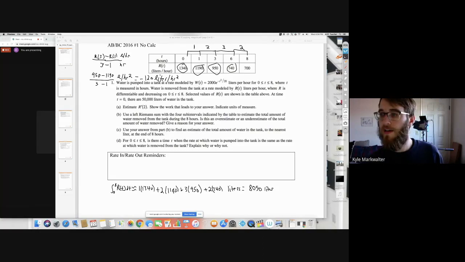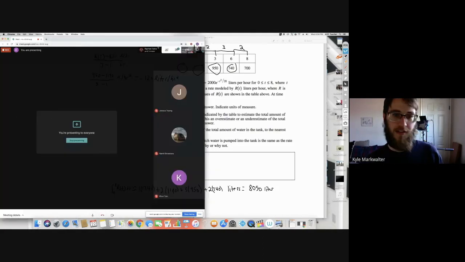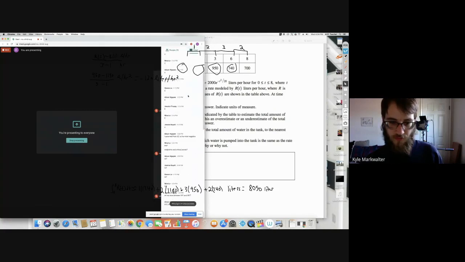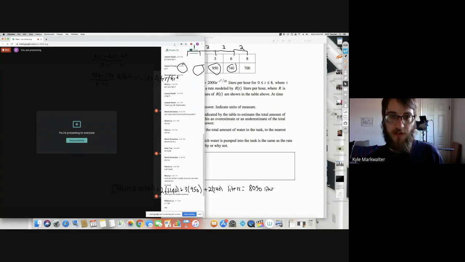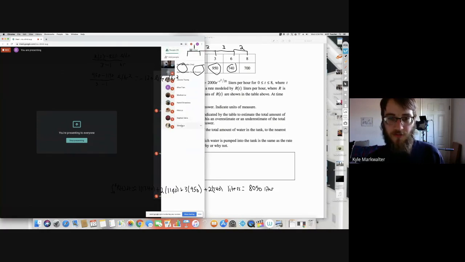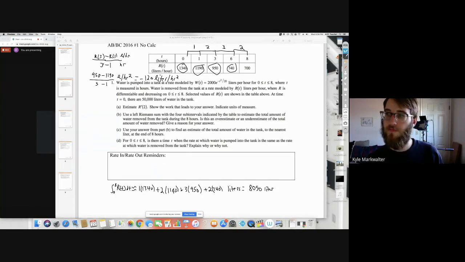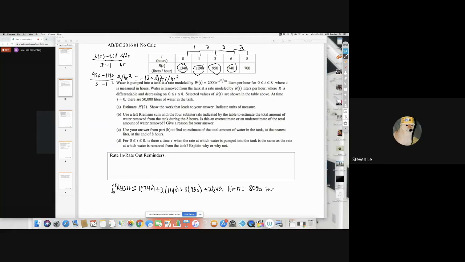All right. Let's do Stephen. How can we determine whether or not this approximation is an over or underestimate of the actual amount of water removed? First, we want to look at the trend from R(t), and if we look at it, we see a trend of it decreasing. So we know that if it's decreasing, and we're using a left Riemann sum, then it's going to be an over approximation.